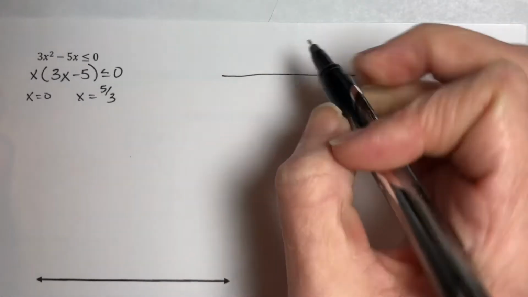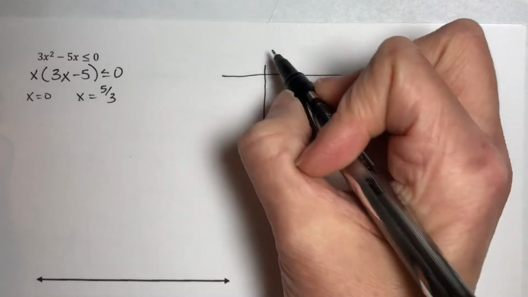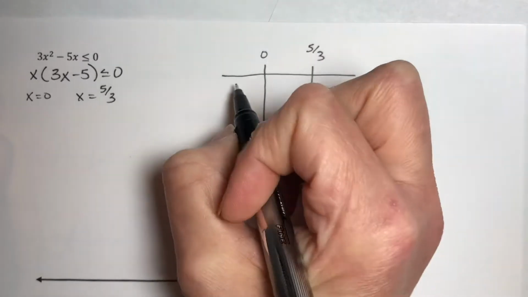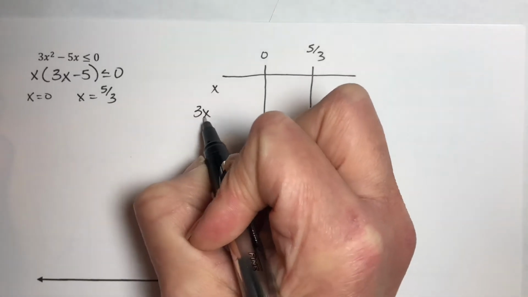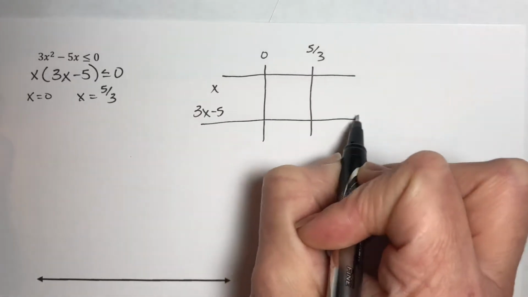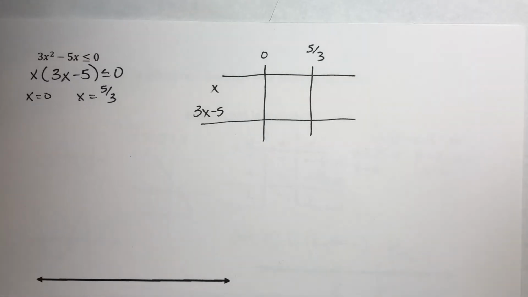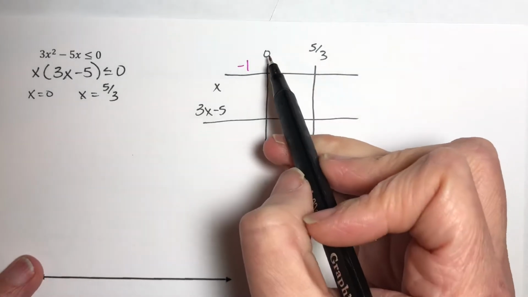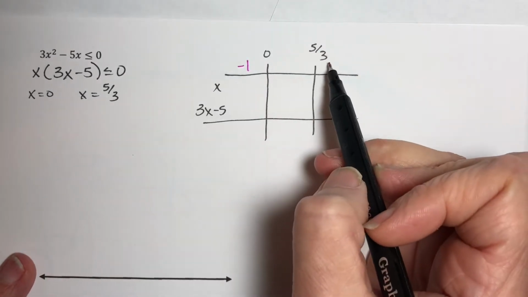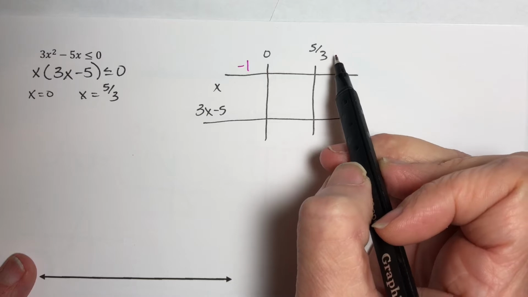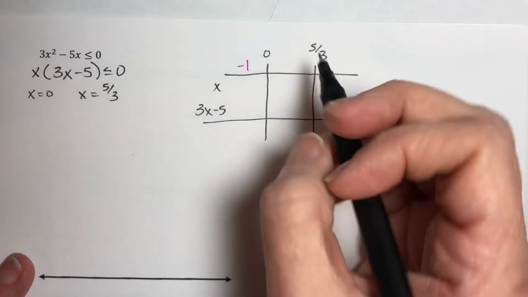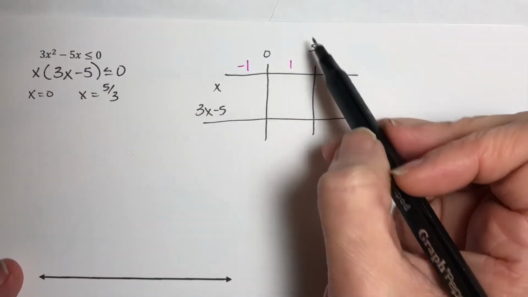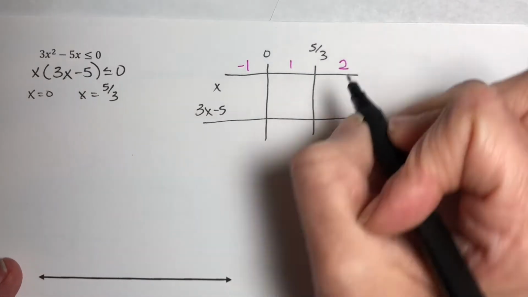So I'm going to put 0 here and 5/3 here. And then x and 3x minus 5. All right, I need a number smaller than 0, so I'll use negative 1. I need a number between 0 and 5/3. Well, this is an improper fraction, and so I know it's bigger than 1, so I'm going to use 1 right here. And 5/3, if you think about it, that's 1 and 2/3, so 2 would be on this side of that.